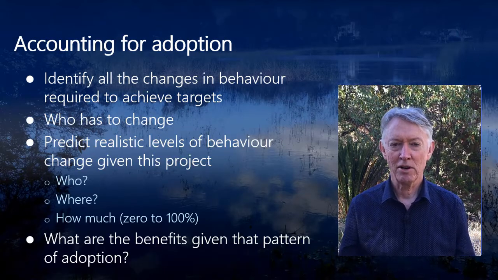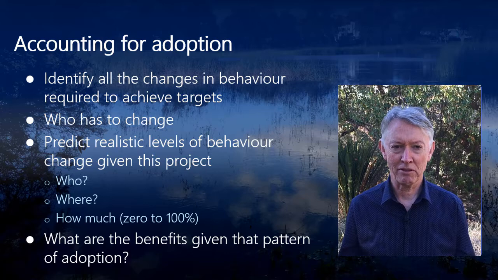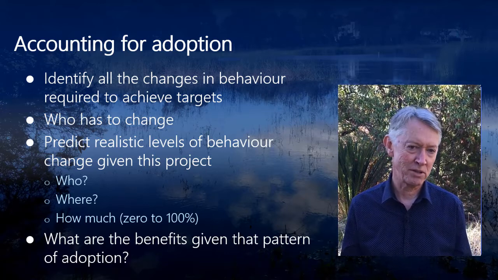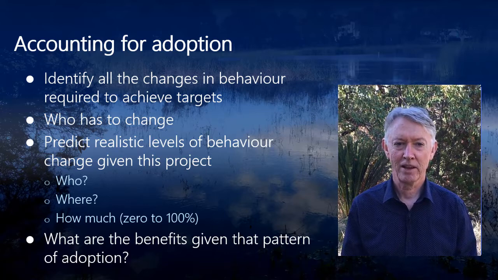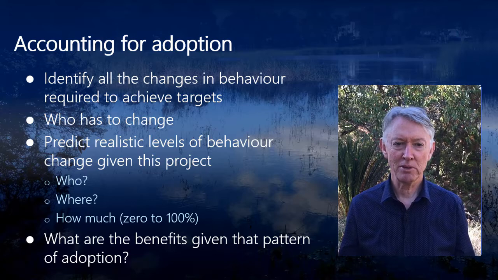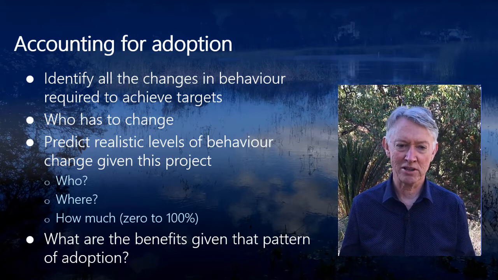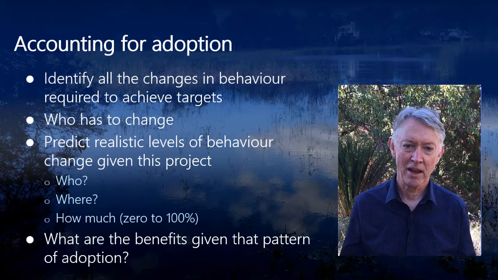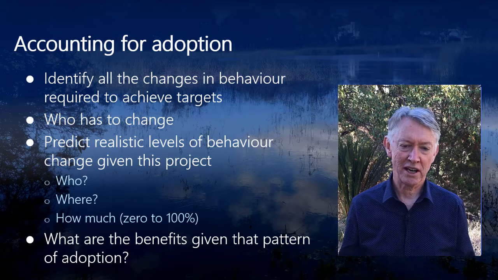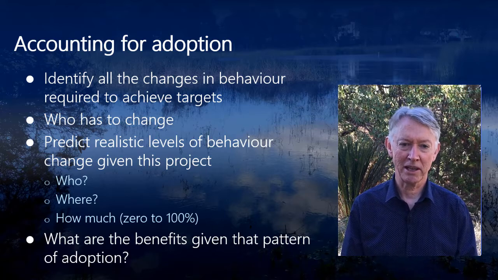Accounting for adoption requires you to think about a number of different factors. You need to identify all the changes in behaviour that would be required to achieve the targets of the project. You need to identify who has to change. Then you need to predict realistic levels of behaviour change given what will be done in this project. Who will change, where will they change, how much will they change? And then given that pattern of realistic behaviour change or adoption, what would the realistic level of benefits from the project actually be?